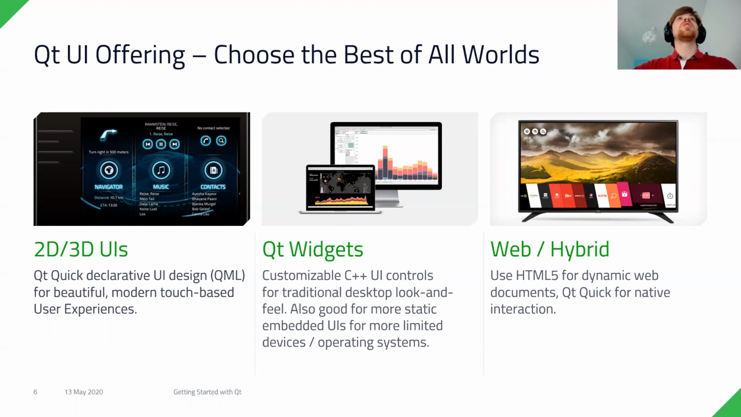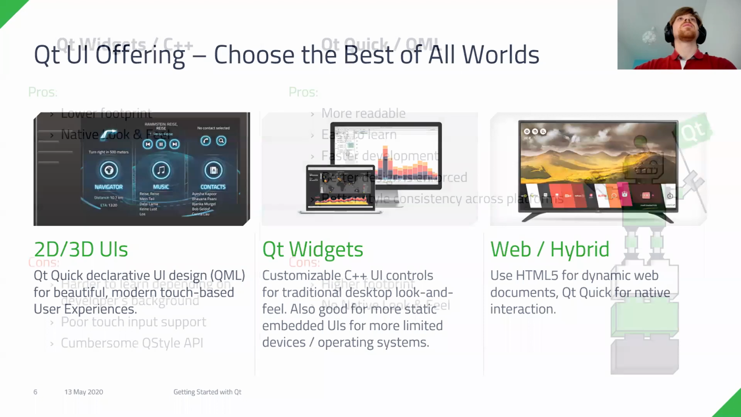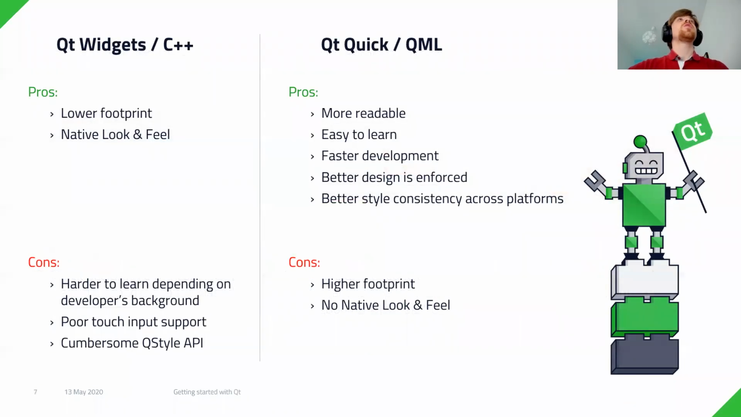So just to give some feedback of the pros and cons of Qt Quick and Qt Widgets. The advantages: because you can deploy, for example, your Qt Widgets application on embedded targets, it has a lower footprint and the native look and feel, that does not have Qt Quick. But it's harder to learn because it's all in C++. The advantage also of Qt Quick is the QML.